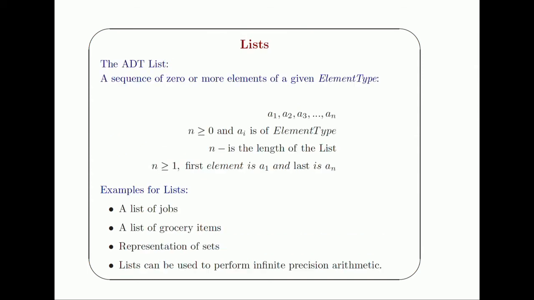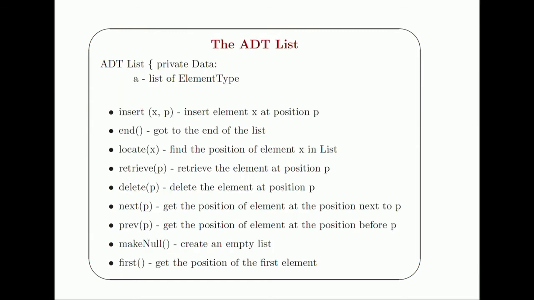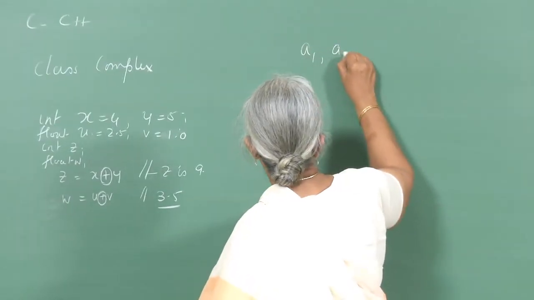So, let us look at what the operations are that you may like to perform. You have a list of jobs, a list of grocery items, representation of sets. Lists can be used to perform infinite precision arithmetic, as we said. The operations that you would like to do: suppose P is a particular position in the list. When we are talking about a list here, we just said I have a list A1, A2 up to AN.